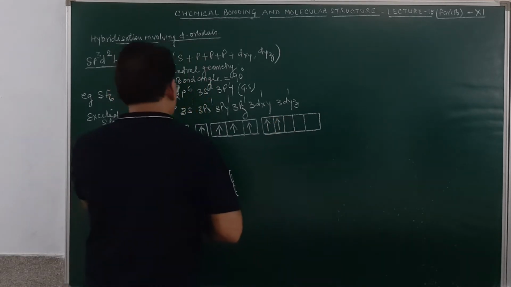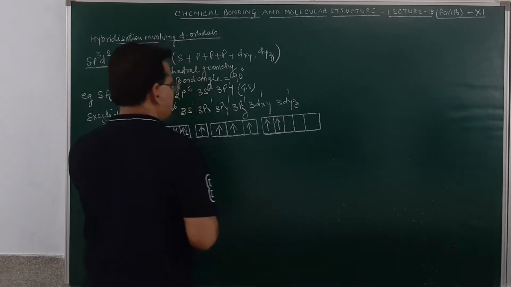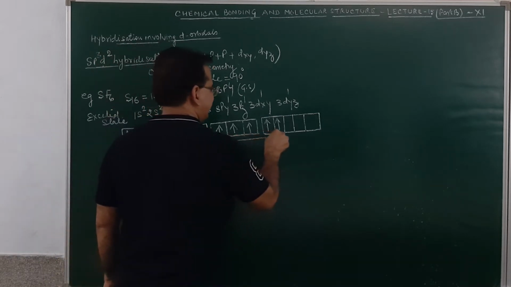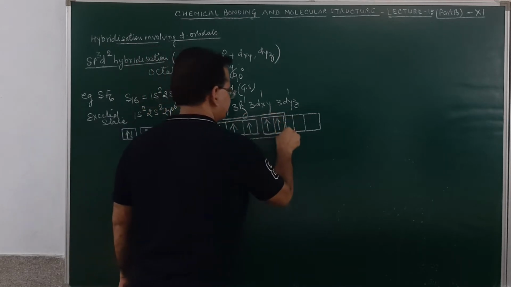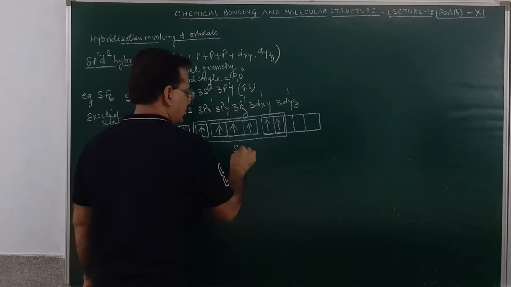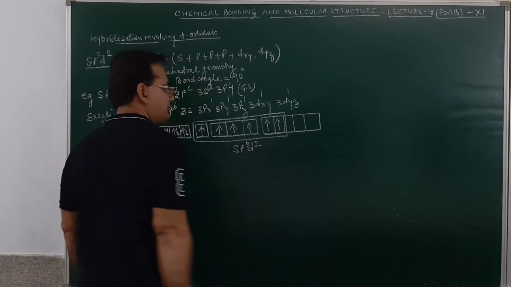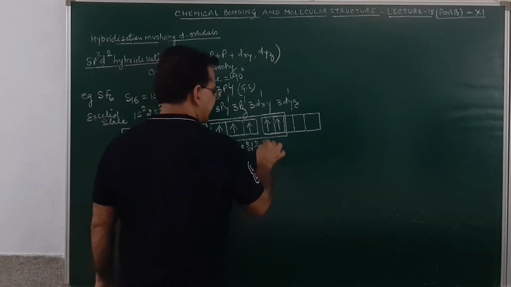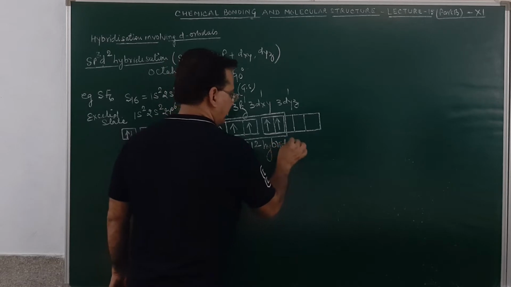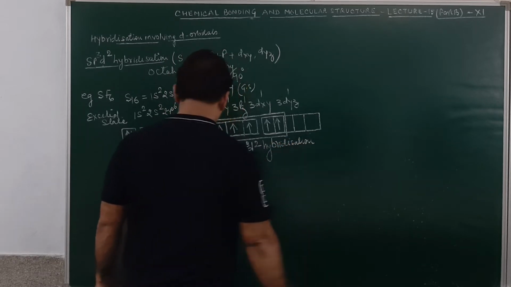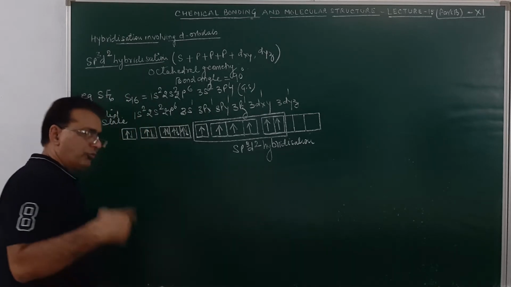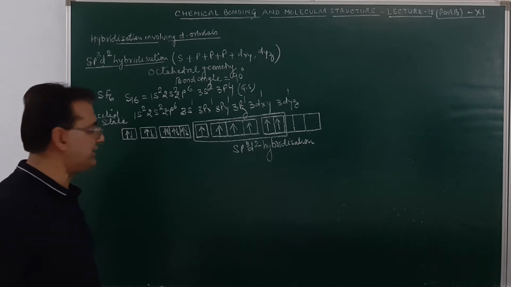Now, here one half-filled s, 3 p and 2 d atomic orbitals will mix together to form sp3d2 type of hybrid orbitals. And how many will be in number? 6. So this will be sp3d2 hybridization. Am I clear? How many orbitals are formed? 6. sp3d2 hybridization will take place. This sp3d2 hybrid orbital will orient itself to adopt octahedral geometry.